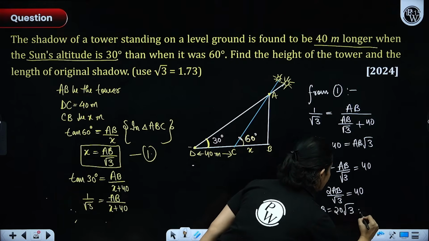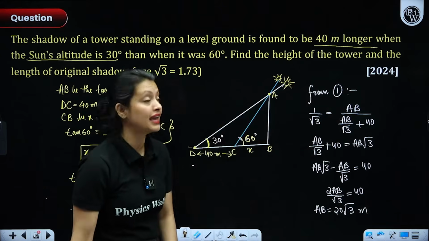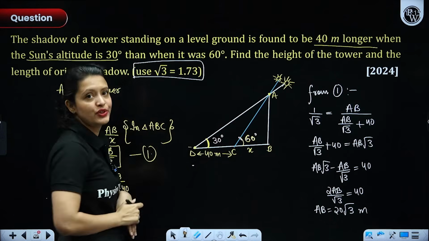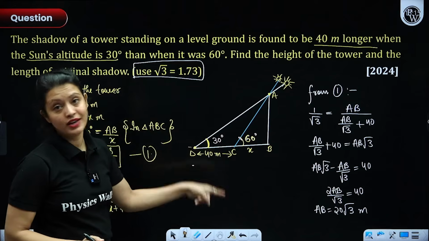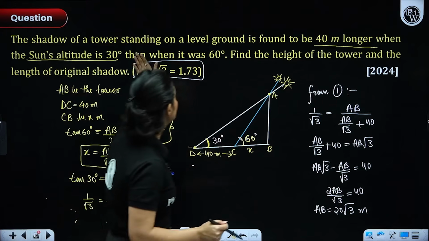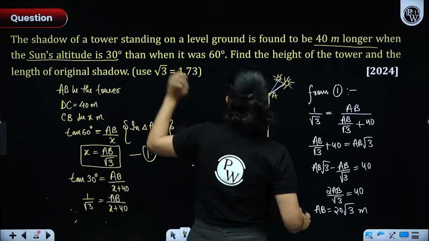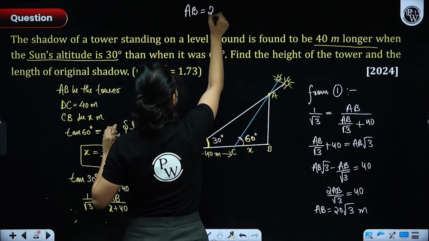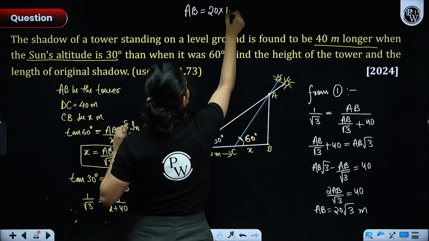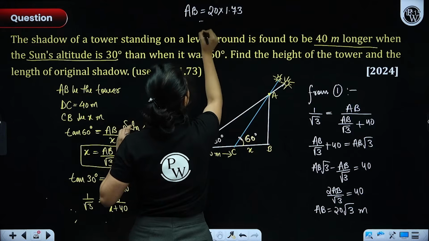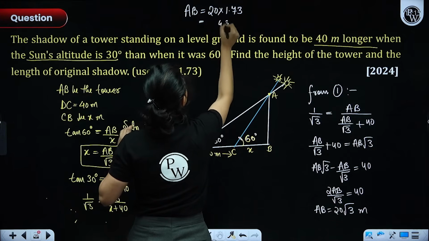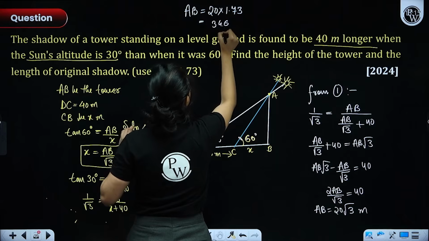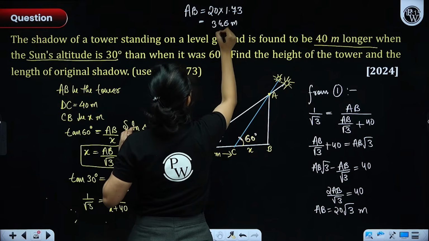You cannot leave your answer here though. Why? They have asked you to use root 3 as 1.73. So you can't now write your answer like this. Okay, you'll have to use root 3 as 1.73. So let's do that, everyone. So AB will come out to be 20 into 1.73 meters. Okay, so that would be 14. It would come out to be 34.6 meters.